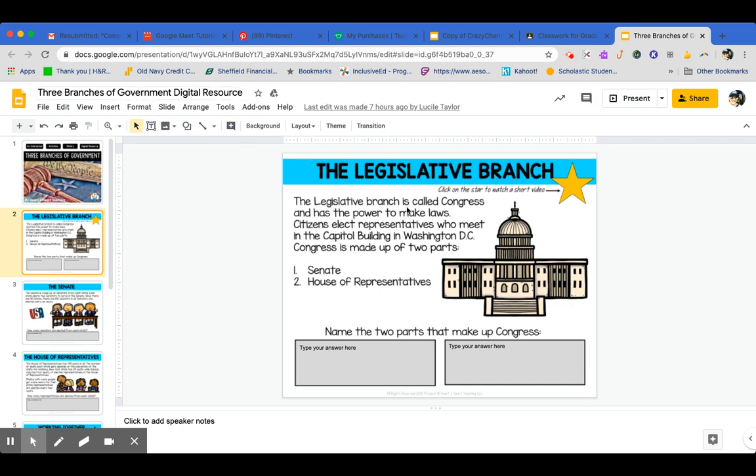The legislative branch is called Congress and has the power to make laws. Citizens elect representatives who meet in the Capitol building in Washington, D.C. Congress is made up of two parts: the Senate and the House of Representatives. Your question for this one: name the two parts that make up Congress. And if you click on the star up here, you can click on this link and watch a short video about the legislative branch.